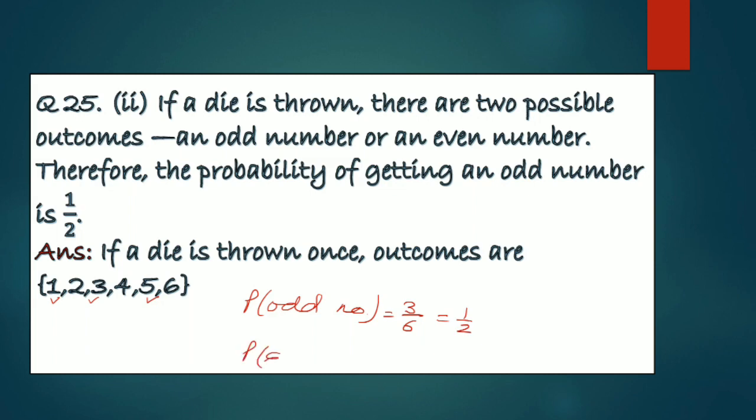Similarly, if we write the probability of even numbers, they are 2, 4 and 6. So favorable outcomes are 3 and the total number of outcomes is 6. So probability is 1 by 2. So this statement is true and the first statement was false. Justification means you have to show the working. I hope you are clear about this question.